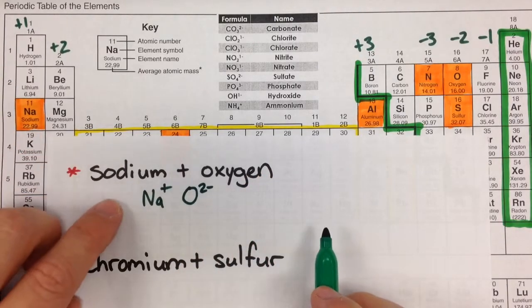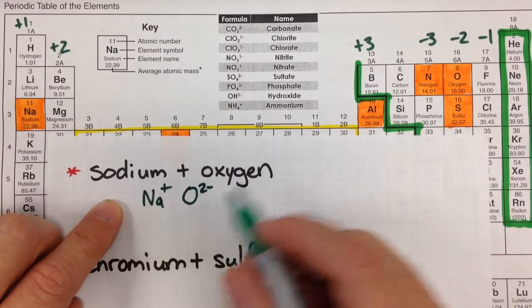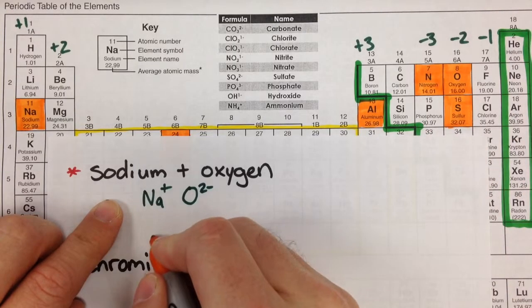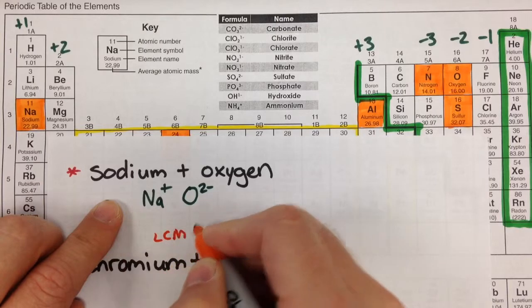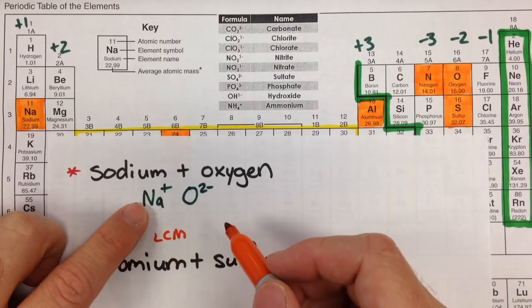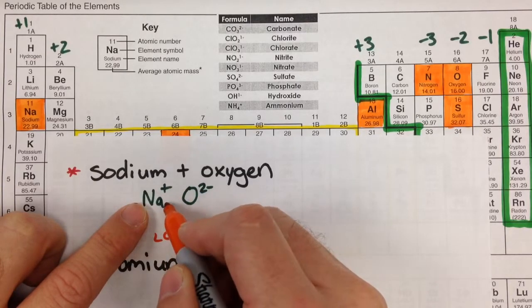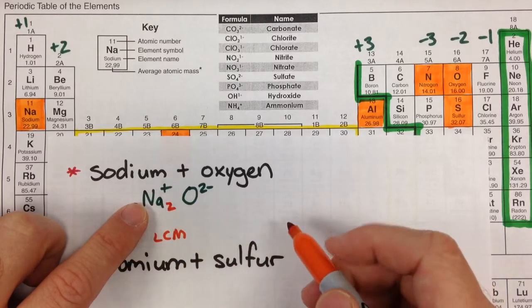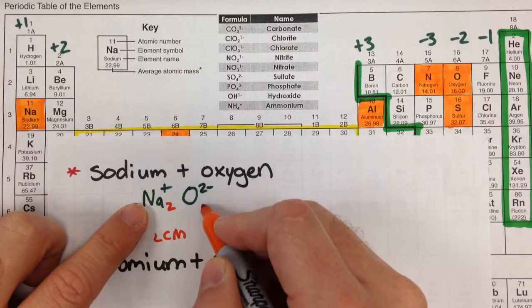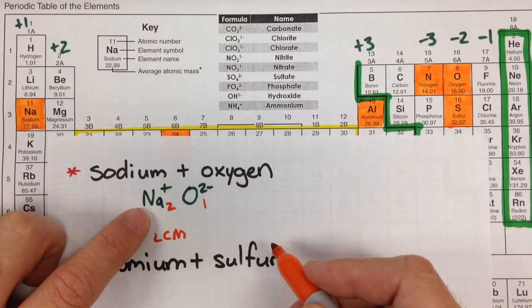Now, to write a formula, there's 2 ways. What we can do first is use least common multiples to identify the charge. All right, the least common multiple, LCM, what's the least common multiple between 1 and 2? It's 2. What times 1 gives you 2? 2 times 1 gives you 2. And what times 2 gives you 2? 1 times 2 gives you 2. The least common multiple is 2 here.